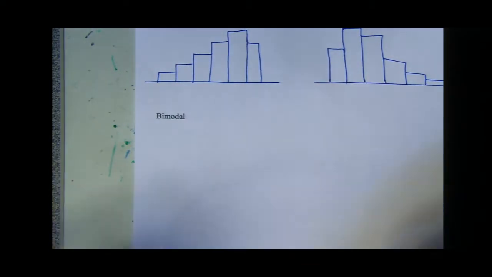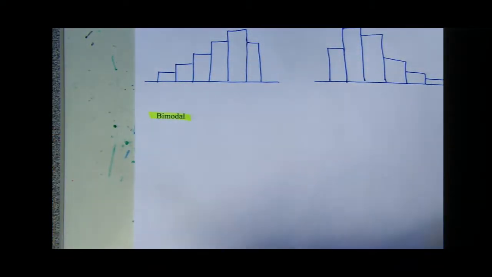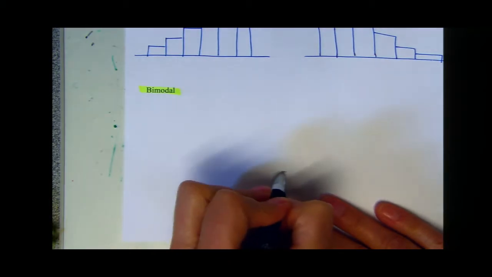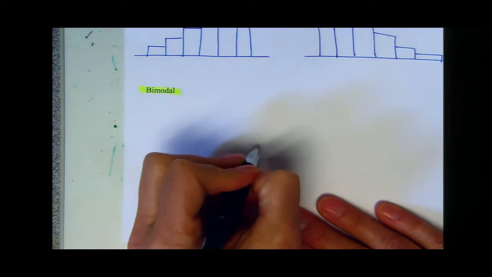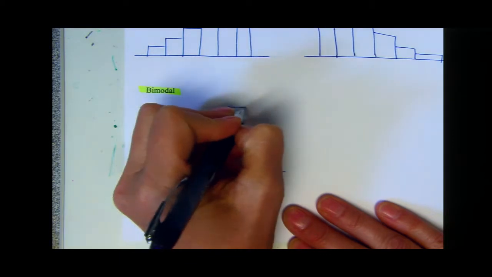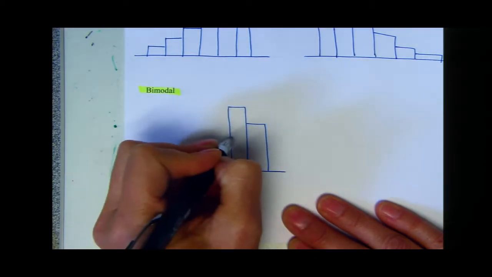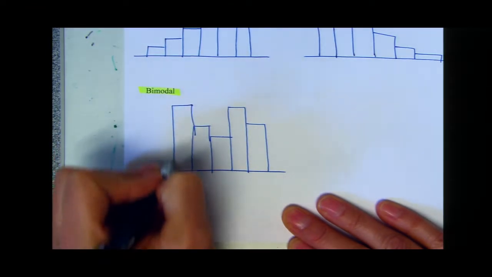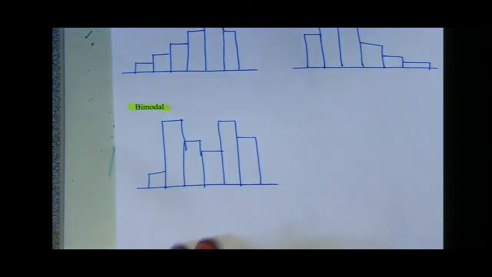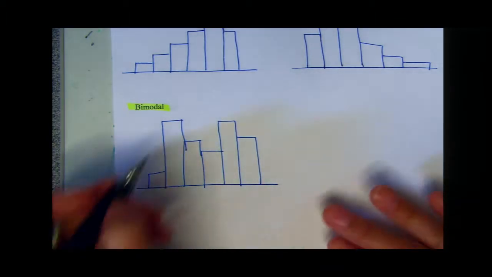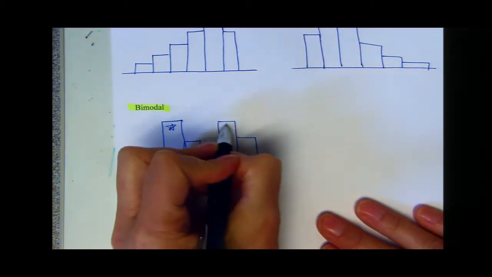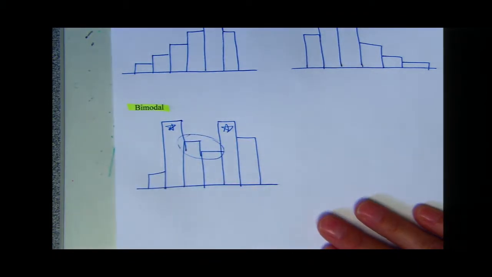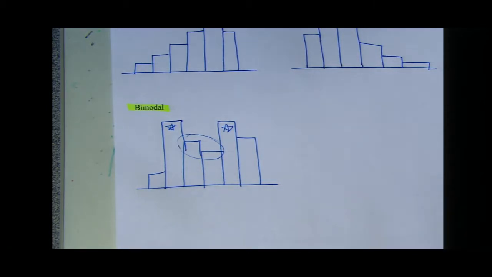And then the last one is what is called bimodal. And an example of a bimodal histogram, how to determine if it's bimodal is you locate your two tallest bars. If there is one or more bar in between them, it is considered bimodal. So these are the most typical distribution shapes.